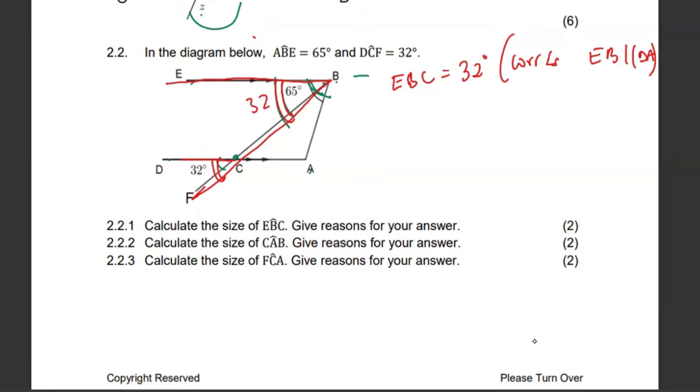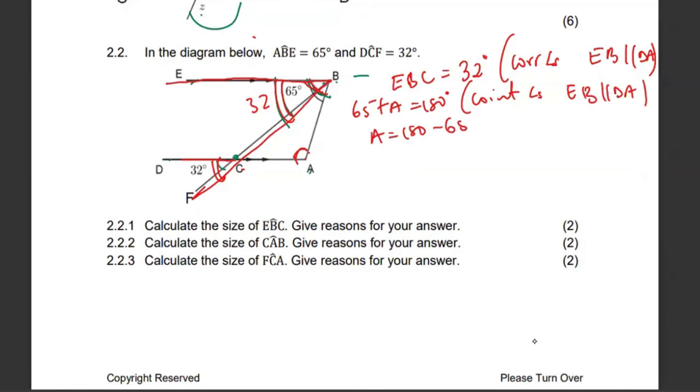Then CAB, this angle here. So let's combine this top angle and this one, and then we use co-interior. So 65 plus A should give us 180, co-interior angles. EB is parallel to DA, meaning that A is going to be 180 minus 65. That should be 115 degrees.